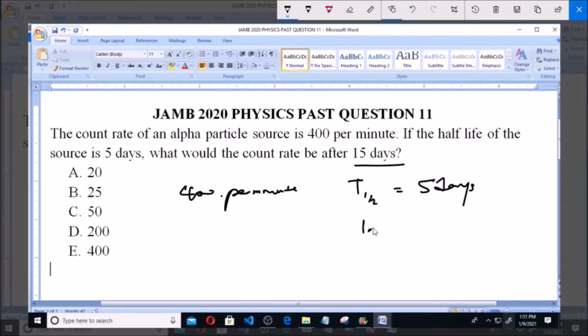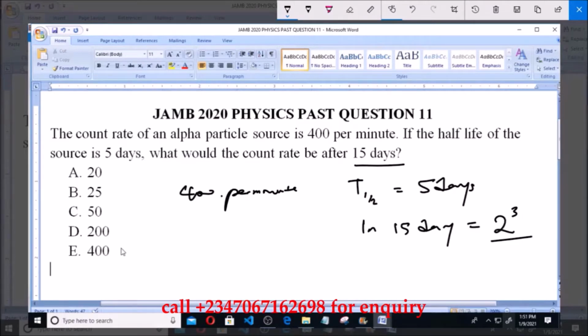So in 15 days that will be equal to 2 raised to the power of 3, because it's 3 half-lives, because 15 days divided by 5 gives us 3. So in 15 days the source has undergone 3 half-lives, and that is represented as 2 raised to the power of 3.